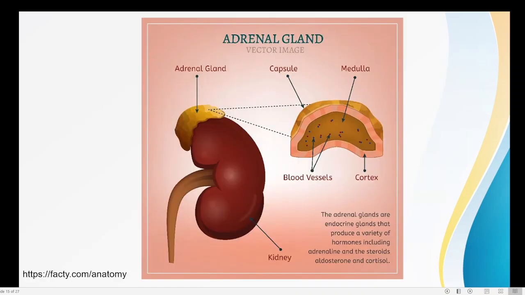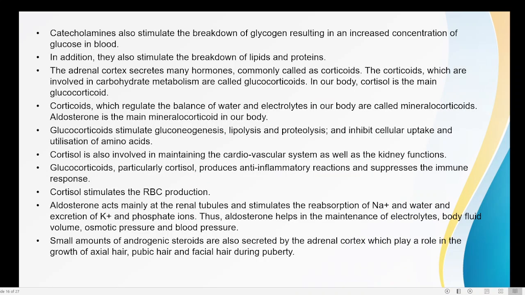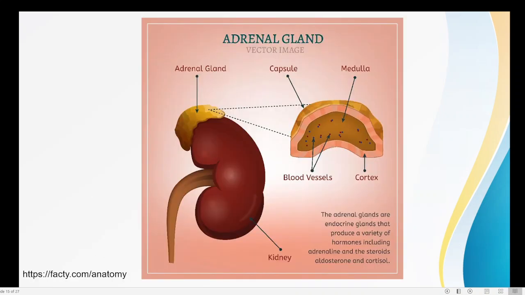That is the main effect of the adrenal gland. Here you can find that the adrenal gland has two regions, adrenal medulla and adrenal cortex. The catecholamines, that is adrenaline and noradrenaline, stimulate the breakdown of glycogen, resulting in an increased concentration of glucose. It will increase the amount of glucose in your blood, and also the breakdown of lipid and protein. That is another function of the catecholamines. Now the second region, what is the second region? This is the adrenal cortex.